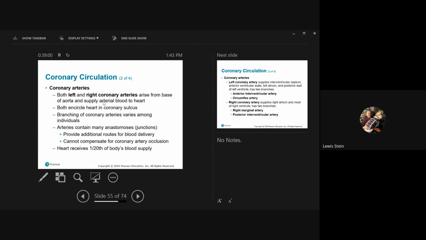The right and left coronary arteries arrive immediately after the aortic semilunar valves. They encircle the heart in the coronary sulcus. There's a lot of variation. There are formations you will see shortly. The reason it's so intricate is that there are a lot of passageways if something becomes transiently or even permanently blocked, either totally or partially. They have a great name.